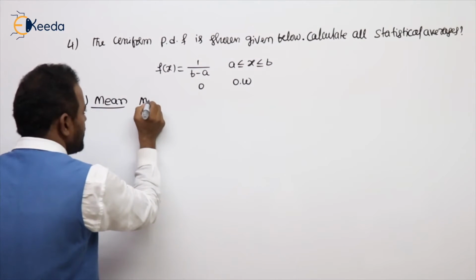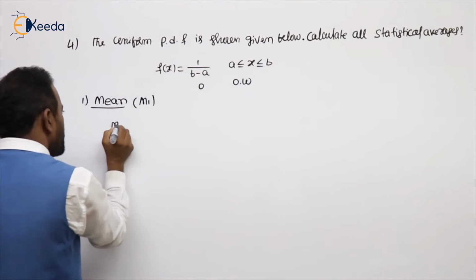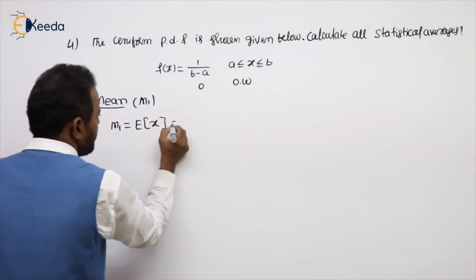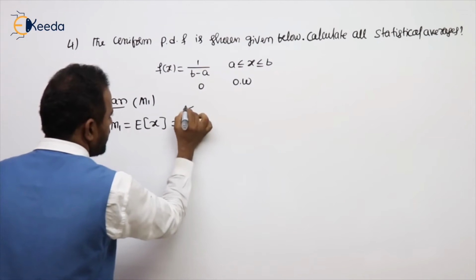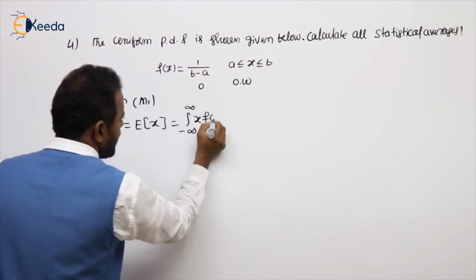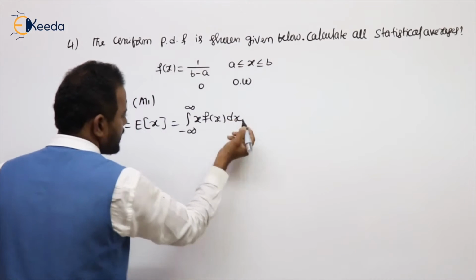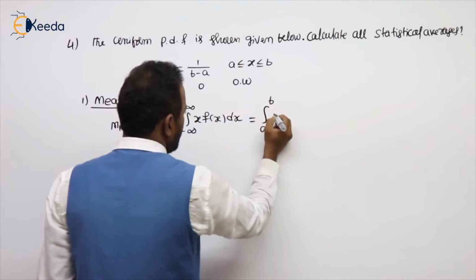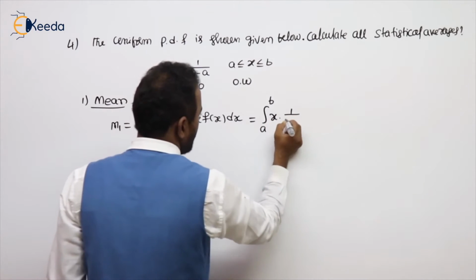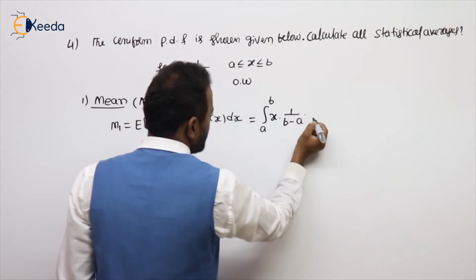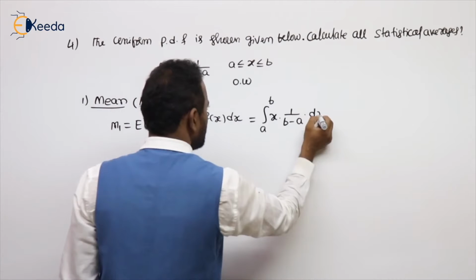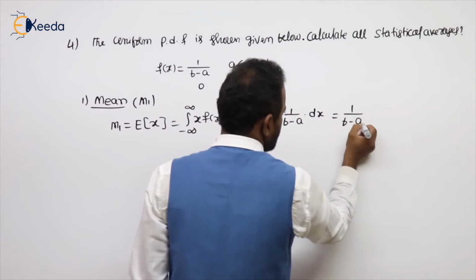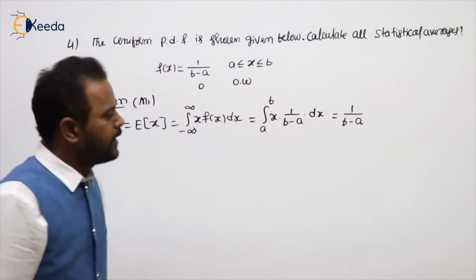Mean is denoted with m1. What is the formula for m1? It is nothing but expected value of x, integral minus infinity to plus infinity x into f of x dx. That is integral a to b x into, what is the f of x value? 1 by b minus a into dx. 1 by b minus a is a constant, right, outside.